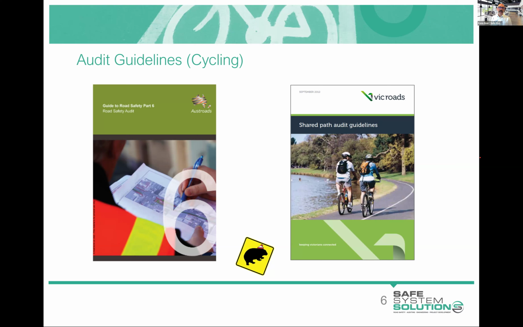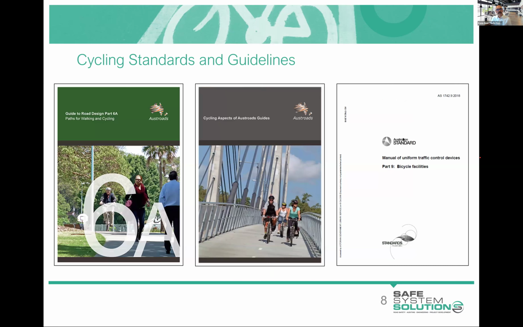I popped in here this Shared Path Audit Guidelines, which is a document done by VicRoads about 10 years ago or so. It's consistent with the general methodology of a road safety audit, but it hones in a little bit on some of the shared path specifics. I've got a section at the end of this little presentation about shared path auditing and some of the things to look at, but it's worth noting that that's there.